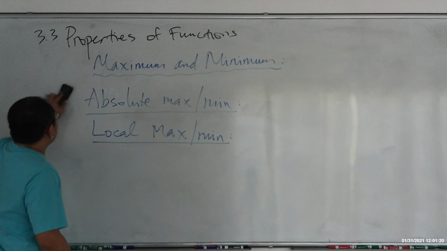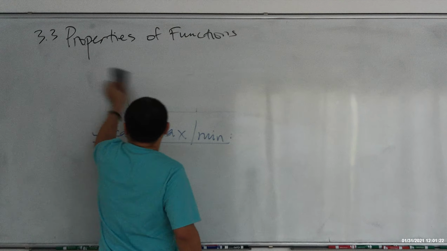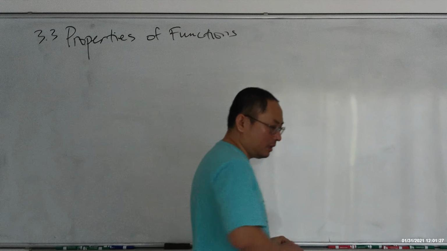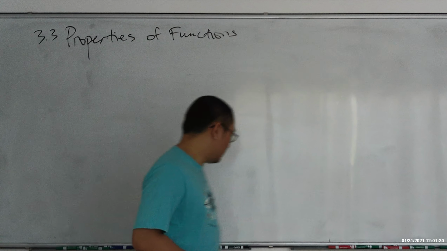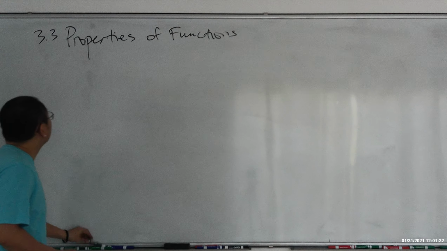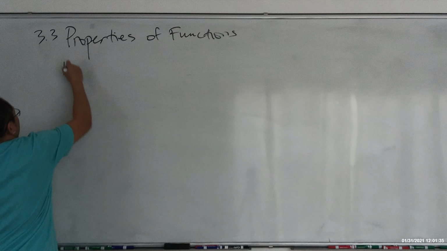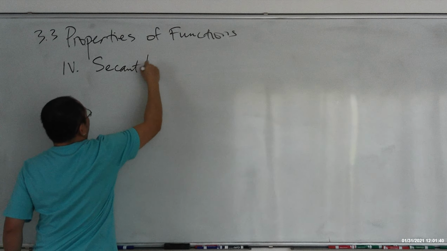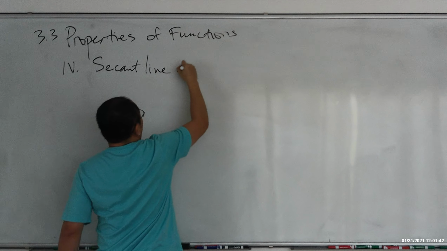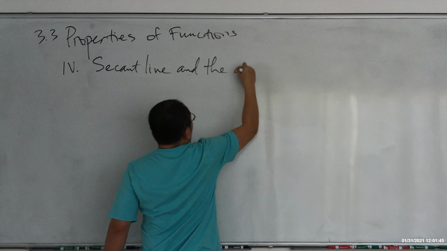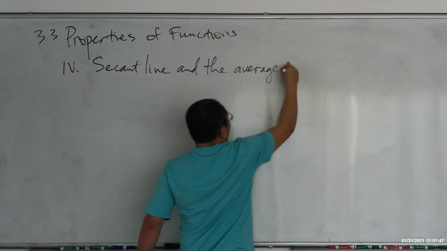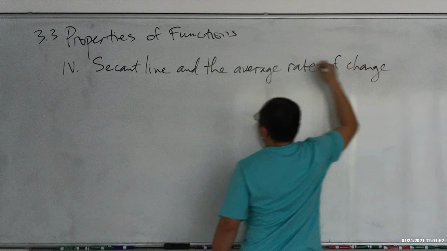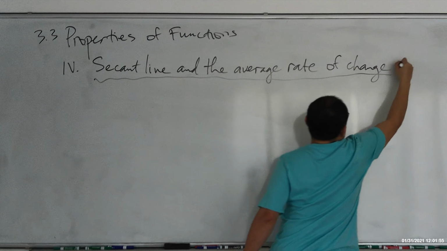Now let me move on to the last item for section 3.3. I'll be talking about the secant line and the average rate of change. Let me use a black marker. I think it's easier for you guys to see. Item number 4. Secant line and the average rate of change. 2 things, so that shares us in the same topic.